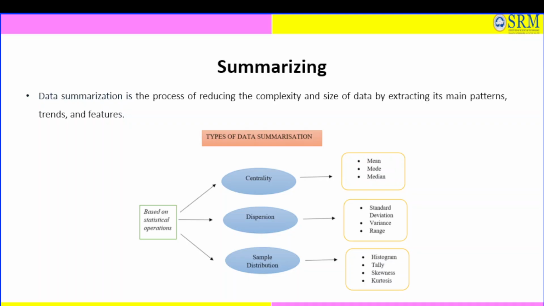From this figure, we can understand that based on statistical operations, we can summarize the data as centrality, dispersion, and sample distribution. Now we'll see them one by one.